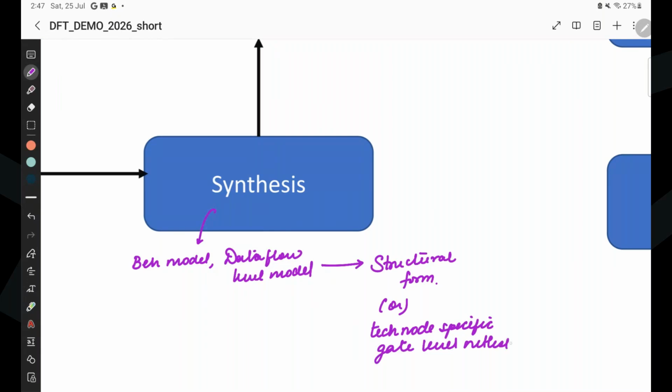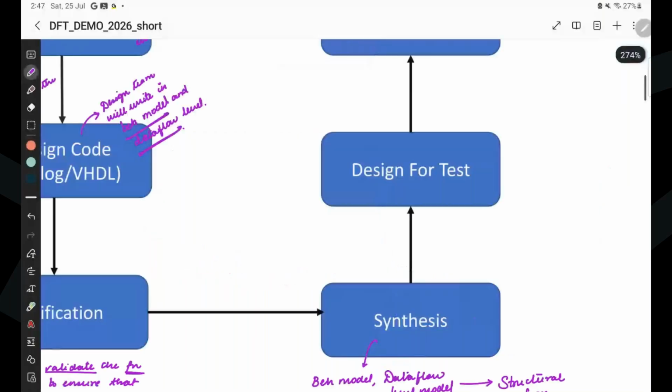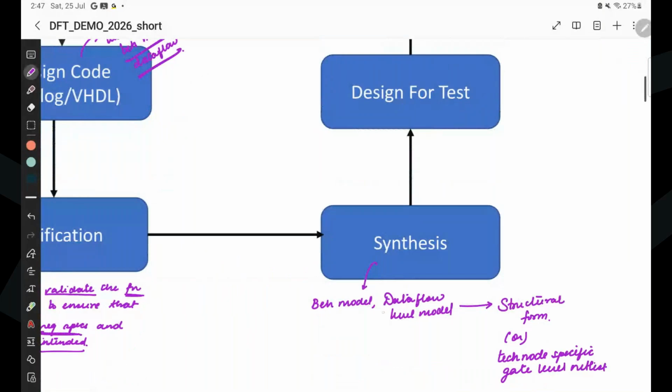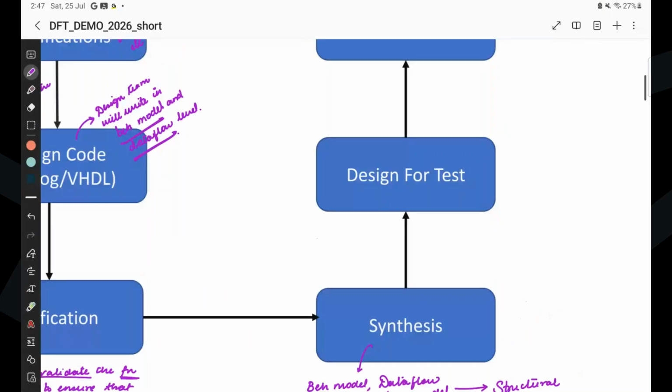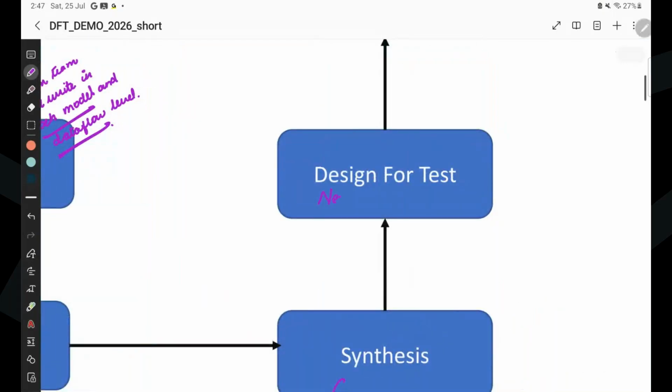Okay. So the behavioral model and data flow level model code will get converted into structural form, or we can even call it the technology node specific gate level netlist. And after that, we have the design for testability team, which we will discuss in the next slides.